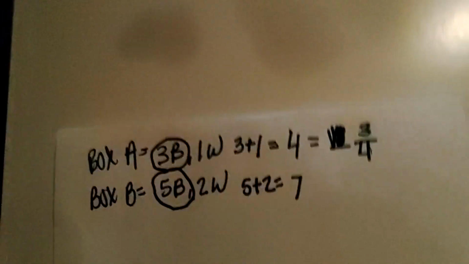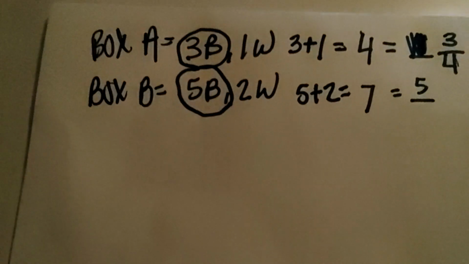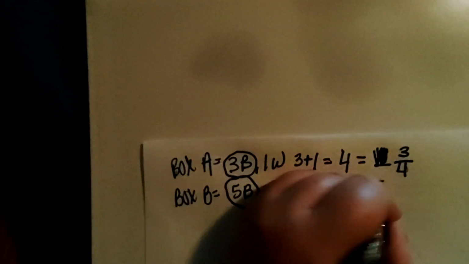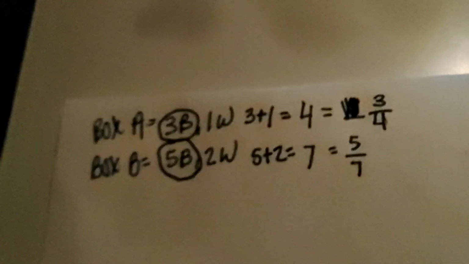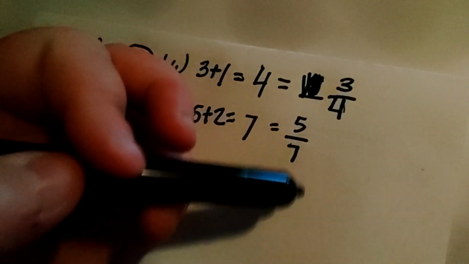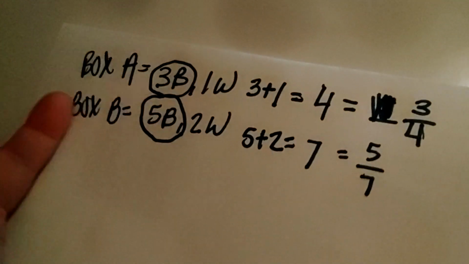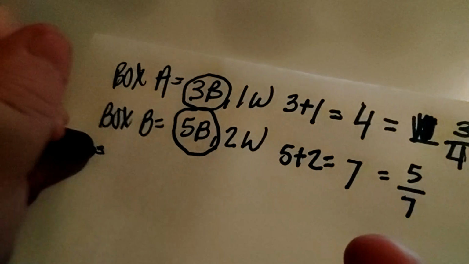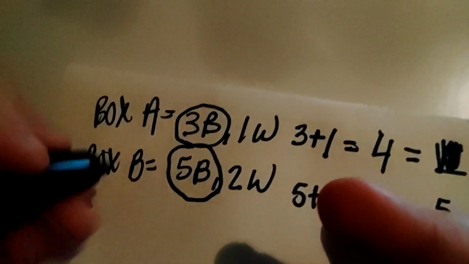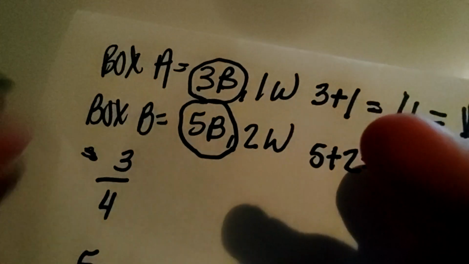For box B, we're going to have 5 on top as our numerator to represent our black balls, and 7 on the bottom because that's how many are in box B. Next, we need to compare these two to see which one has the higher probability. We need to take 3 over 4 and 5 over 7.